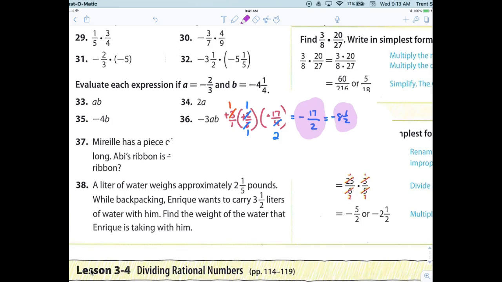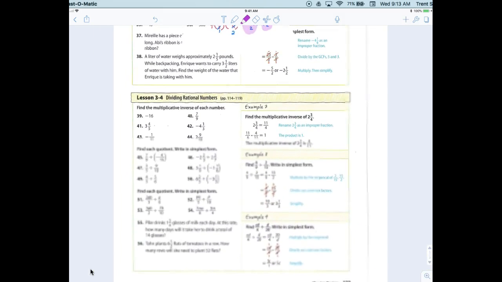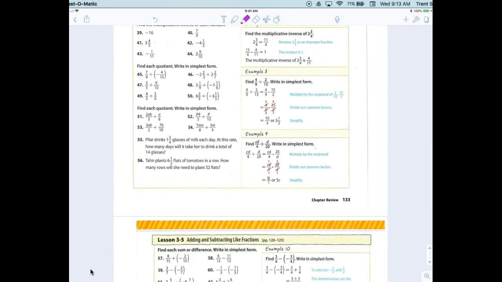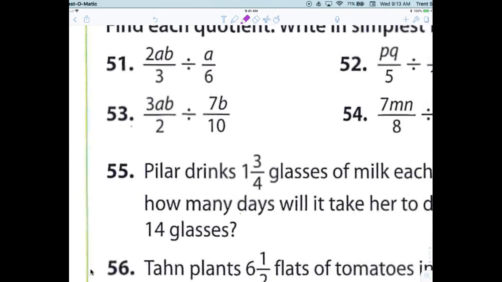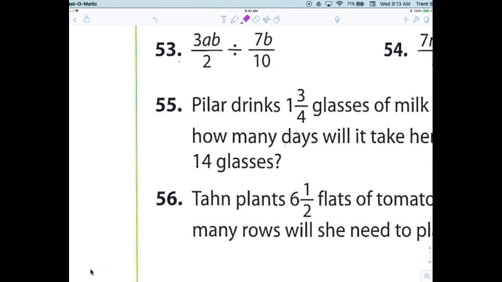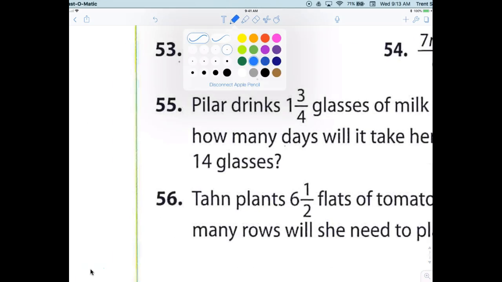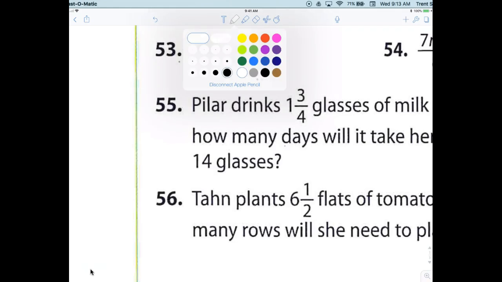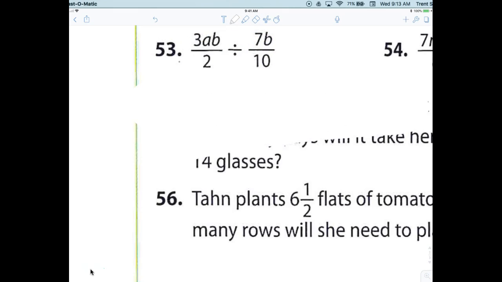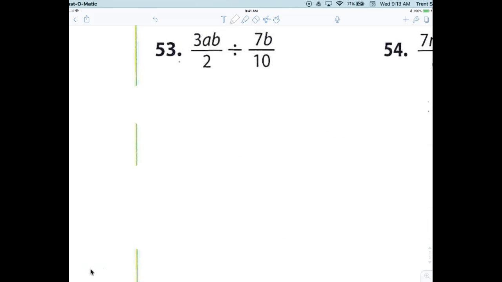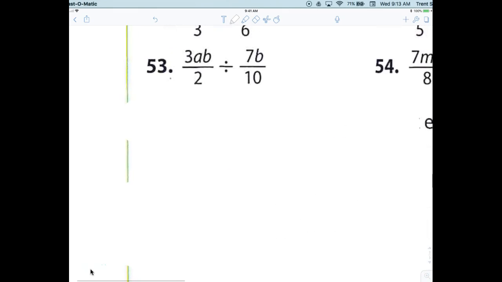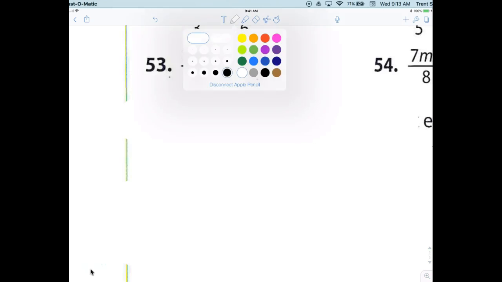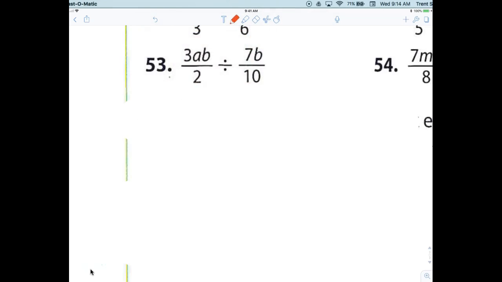Let's look at 53. Good job, buddy. Very, very nice problem. Very nice. All right, so let's talk about this. Let me make some room here. All right. So, for this, 3AB.